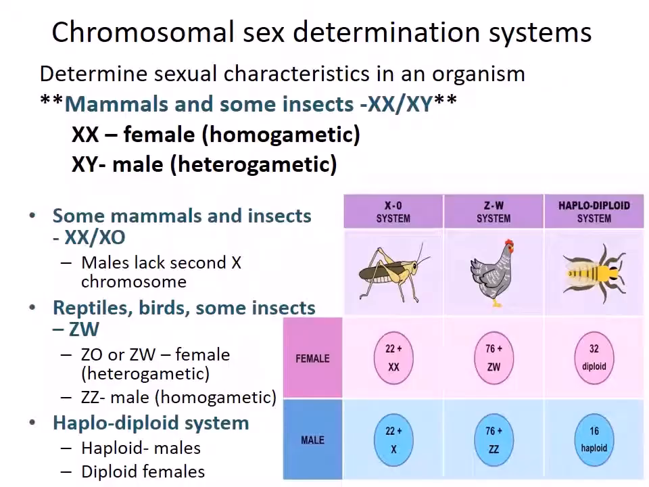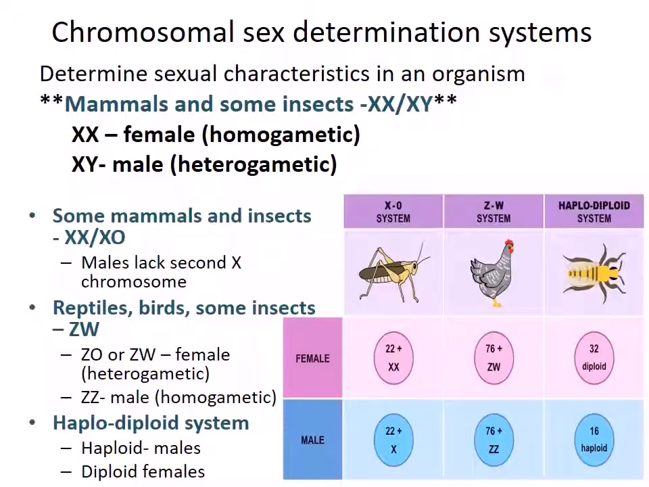So chromosomal sex determination systems are kind of interesting. The one I want you to know about for your exam is the one in mammals and some insects with the XX and XY system. In that, females are XX or homogametic. They can only produce one kind of gametes. Their gametes are going to have an X chromosome, and males have an X and Y. So they're heterogametic. They can produce X sperm or Y sperm.